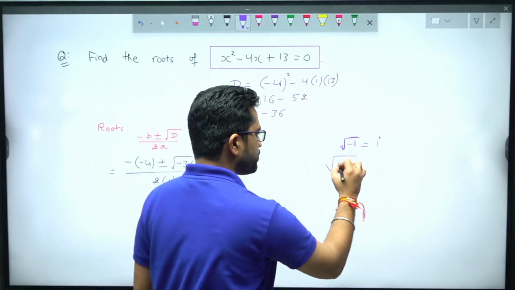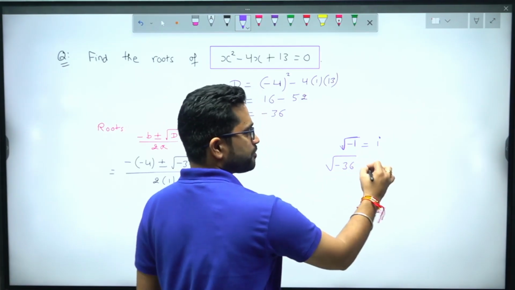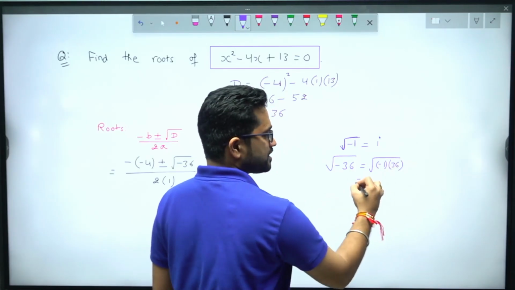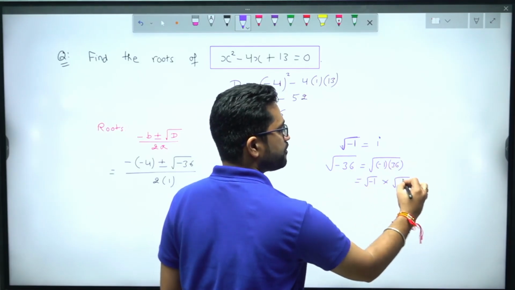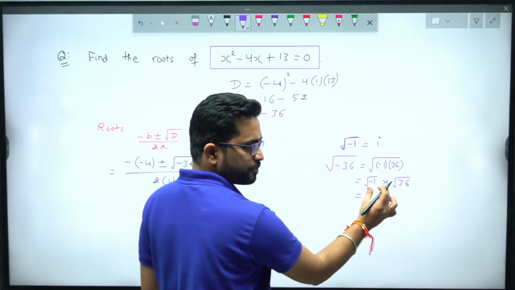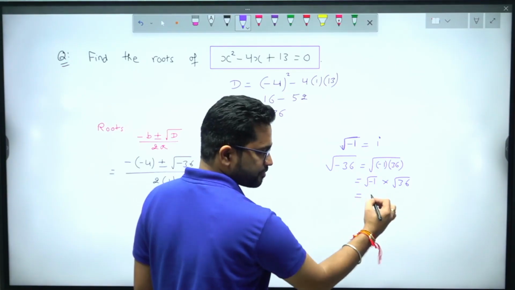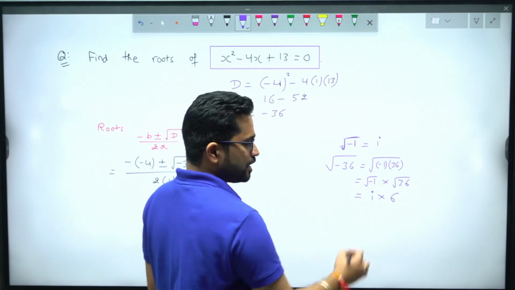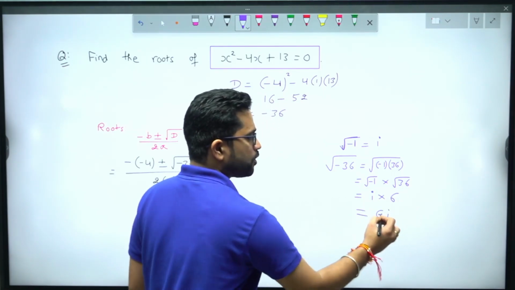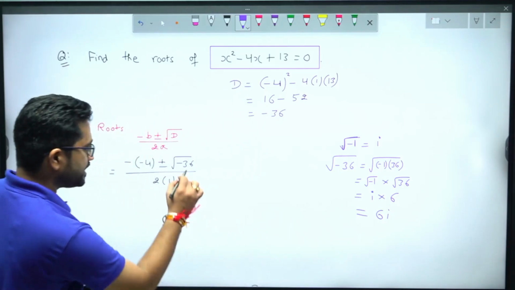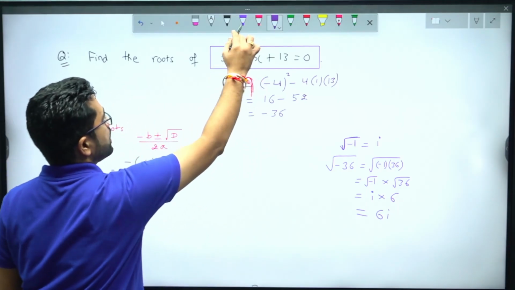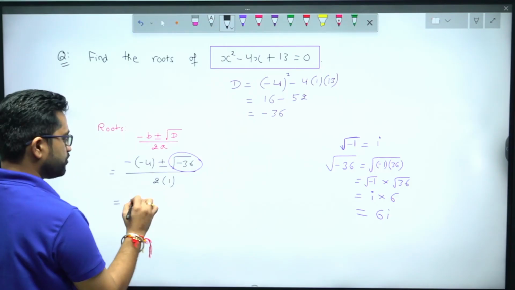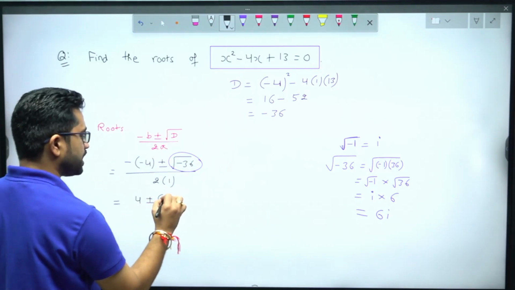So, what about under root of minus 36? Under root of minus 36 is under root of minus 1 multiplied with under root of 36. Under root of minus 1 is iota, and the next one is the real part, under root of 36, that is 6. So finally this comes out to be 6 iota. So my roots come out to be 4 plus minus 6 iota by 2.